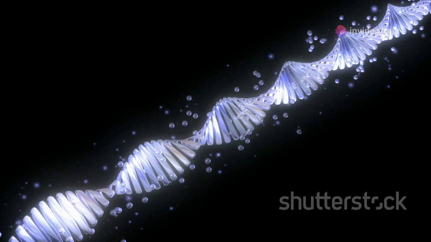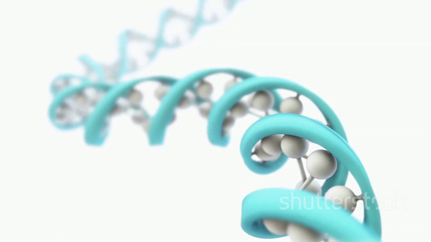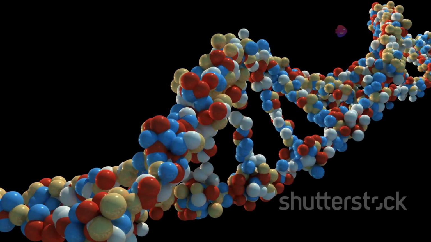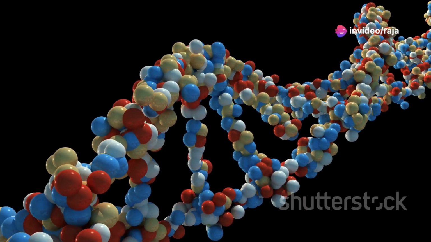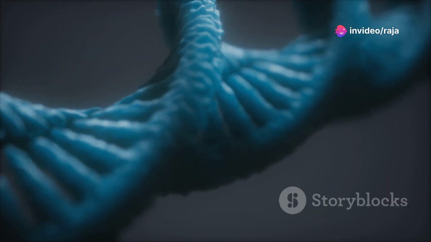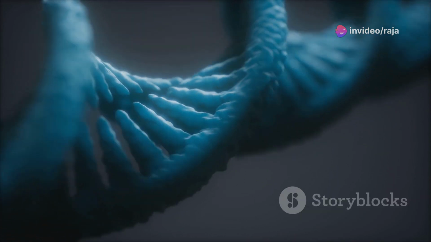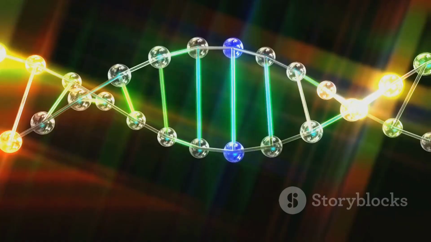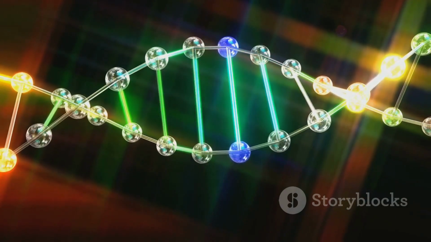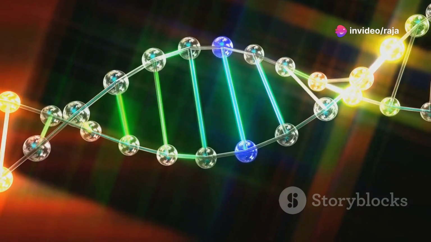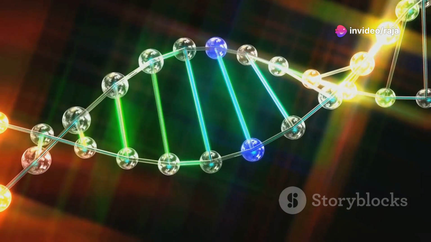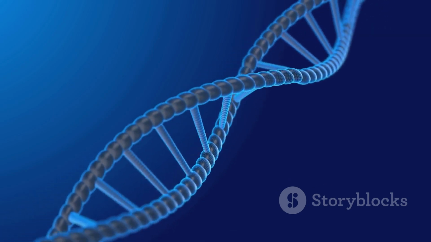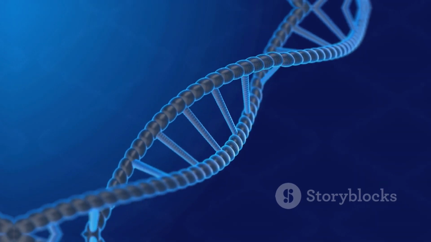Section 3, elongation. With the primer in place, DNA polymerase III takes over. It's responsible for synthesizing new DNA by adding nucleotides to the growing strand. The leading strand is synthesized continuously in the 5' to 3' direction. However, the lagging strand presents a unique challenge. Since it's oriented in the opposite direction, DNA polymerase has to work in short bursts, creating segments known as Okazaki fragments. These fragments are later stitched together by an enzyme called DNA ligase to form a complete strand.